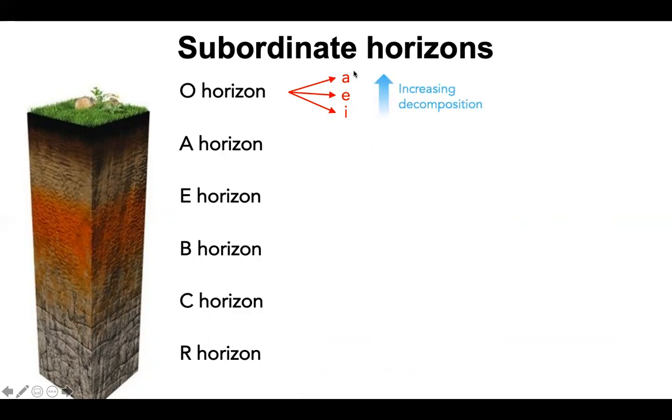So an A is the most decomposed of an O horizon. So an OA would be the most decomposed. An OI would be the least decomposed. And an OE is in the middle.